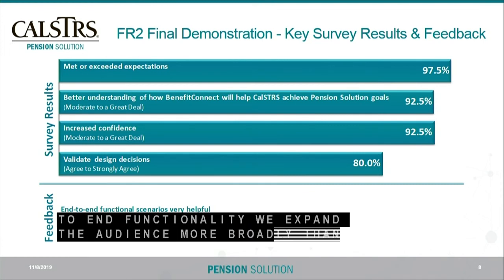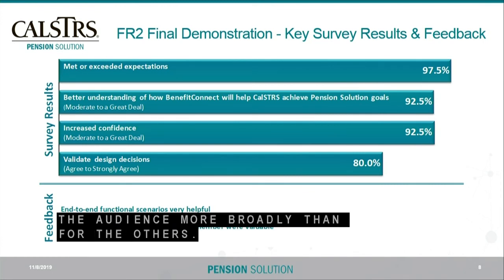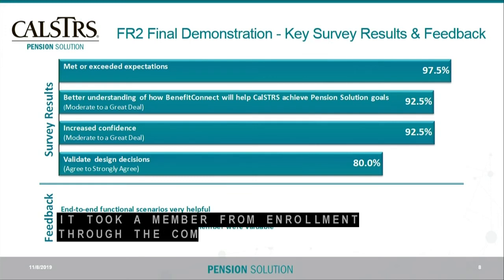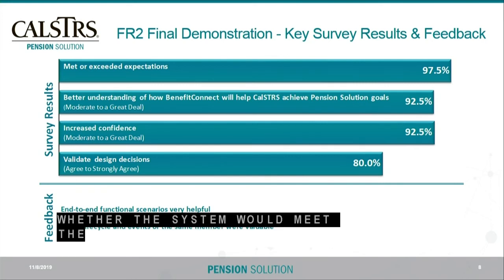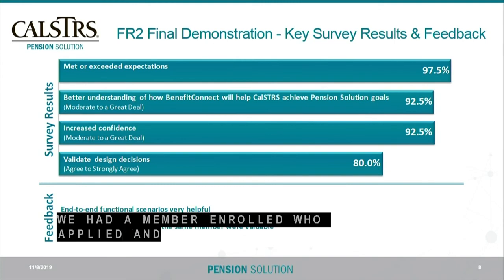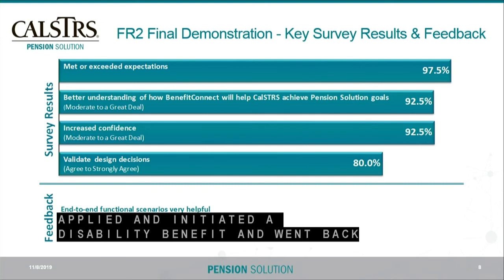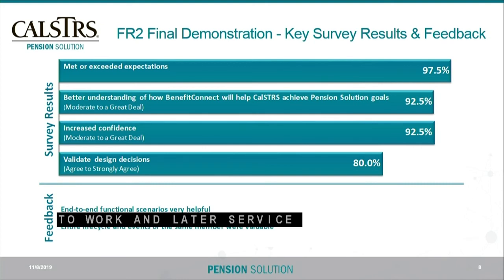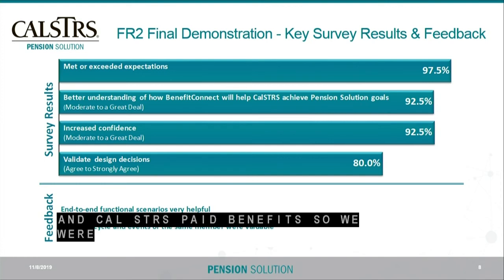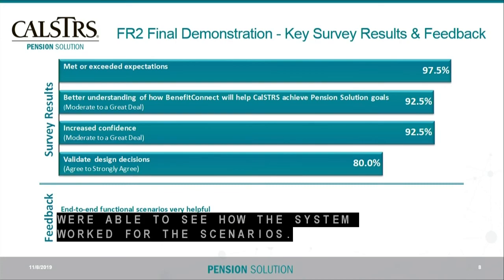And so when I say end-to-end life cycle, it really took a member from enrollment through some of the complex scenarios that CalSTRS staff had some concerns about whether or not the system was going to meet that functionality. So we had a member enrolled who applied and initiated a disability benefit, who then went back to work and who later service retired, eventually passed away, and CalSTRS paid benefits to beneficiaries. So we were able to see how the system would work for all of those scenarios. And because others were able to observe, there was a lot of buzz in the building and excitement about how this system is designed.